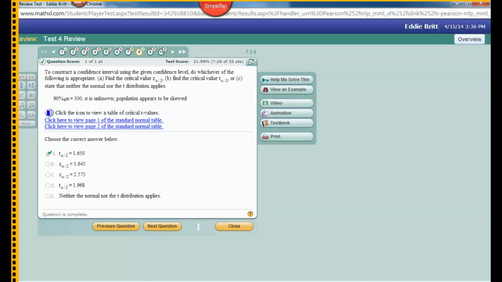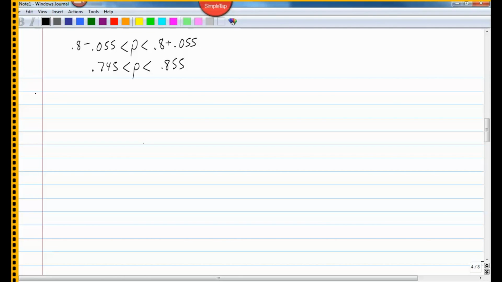So for a 90% confidence level, what would alpha be? Alpha is equal to 1 minus 0.9, or 0.1. Now, if we're looking for t sub alpha over 2, that means we want the critical t-score, t sub 0.1 divided by 2. Remember what we're actually doing by dividing by 2: we're getting the area in one tail.